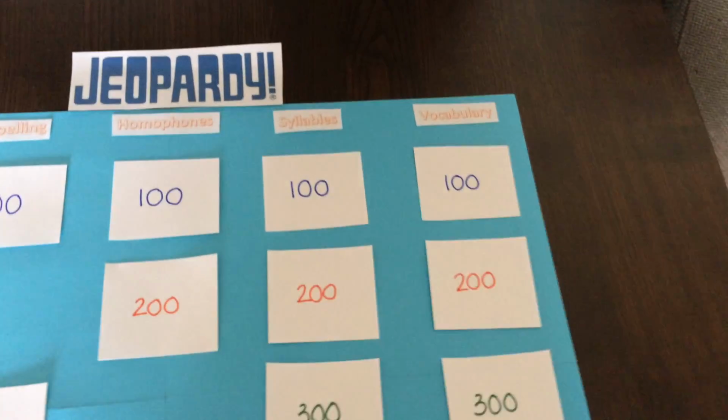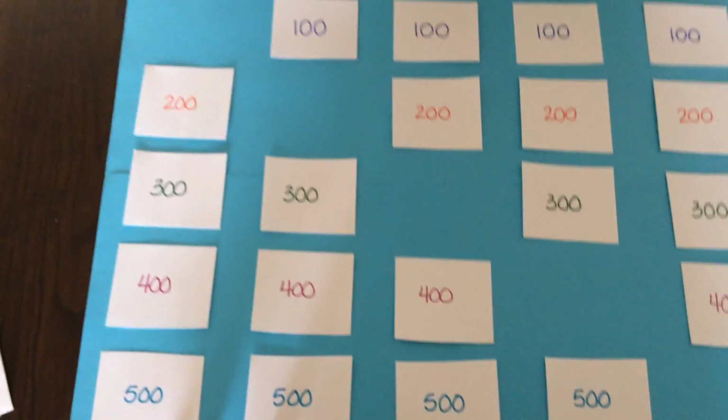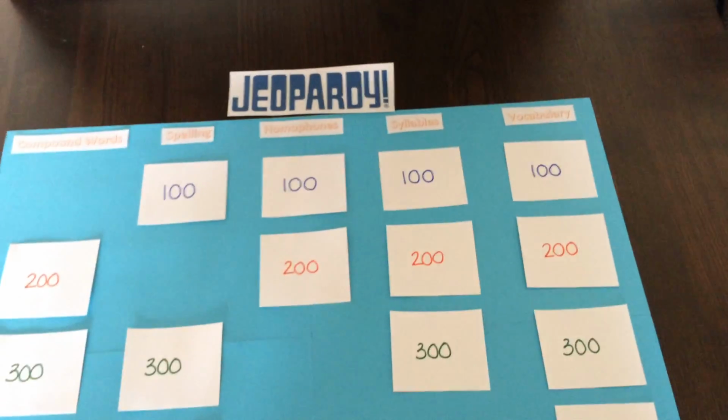So this is kind of a unit review for students to cover all of these topics. You can just do it for homophones or spelling or compound words or any of these. It's a great way to make learning fun, and they love Jeopardy! I think adults love Jeopardy!